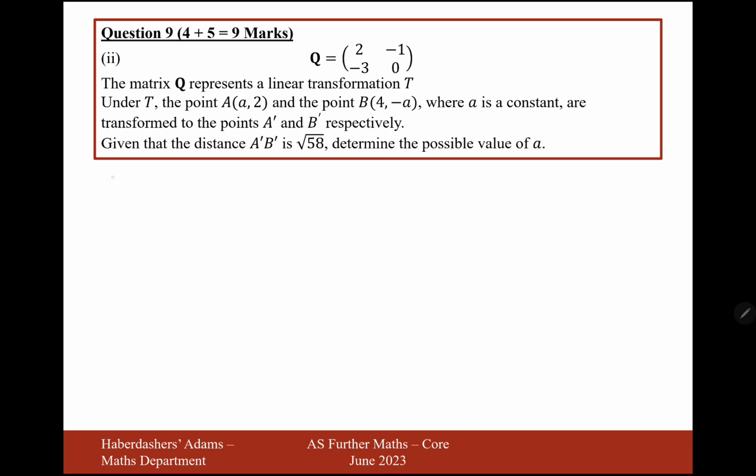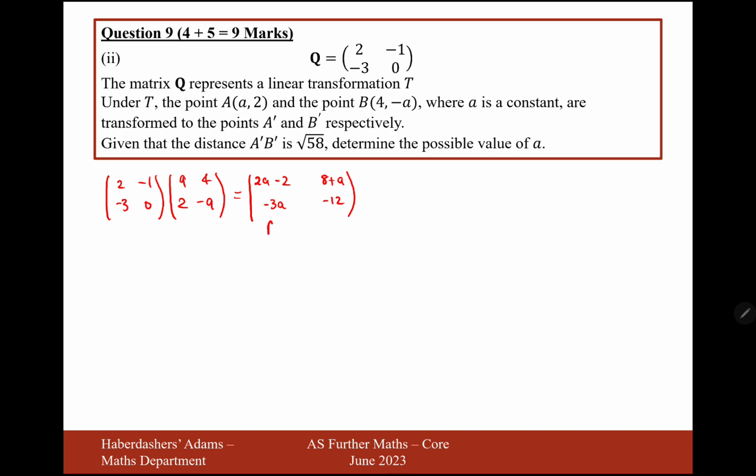Alright, so let's take matrix Q and transform these coordinates. So it's going to be (a, 2) and (4, minus a). You could have done them separately, but you can do them together as well. Multiplying these matrices together, we get 2a minus 2 going across and down, 8 add a, minus 3a, add 0, and minus 12, it's just minus 12.